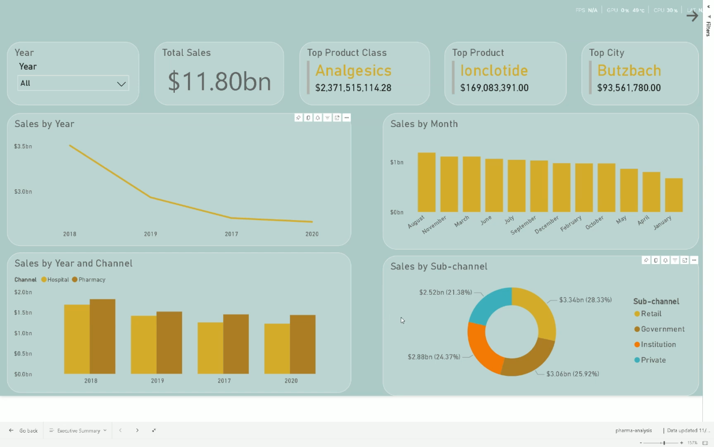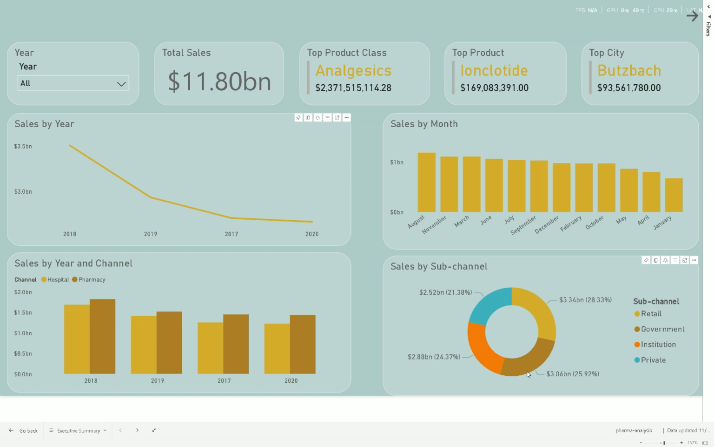Whereas on the right side, that is a donut chart for sub-channel, which shows government purchases contribute the most at around 28%, followed by institutional and private segments, as we can see here and here. This donut chart was created using a sub-channel dimension as a legend and sum of sales as the values.